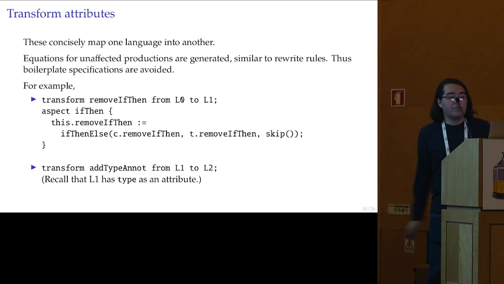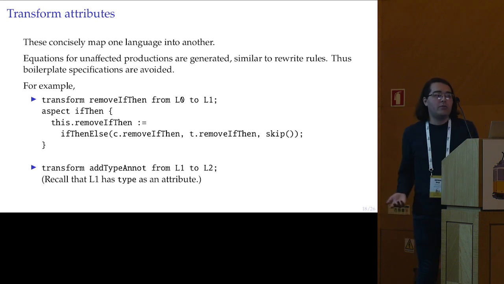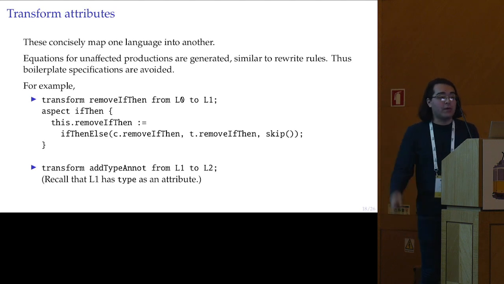The benefit of using transform attributes over a normal higher order attribute is that they're going to generate equations for you. On all of the other statements and all the other productions across all the non-terminals in L0, you're going to get an equation automatically generated that propagates the transformation recursively downwards. So this is all you need to write for the pass that's going L0 to L1. And the rest is generated for you.